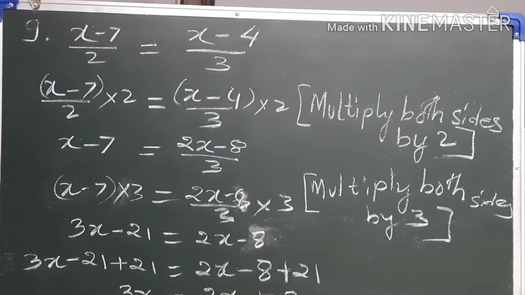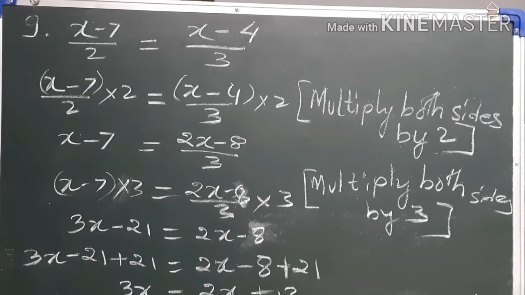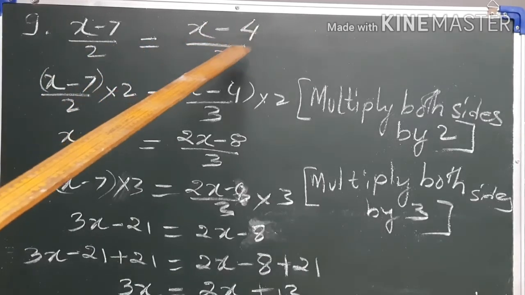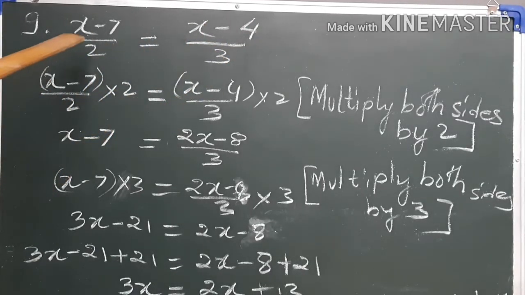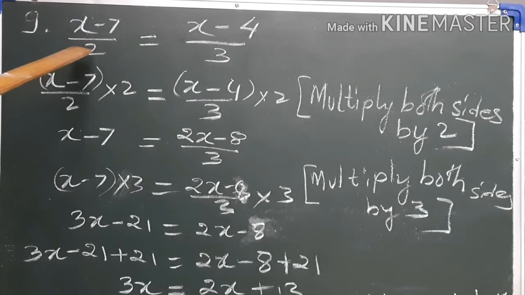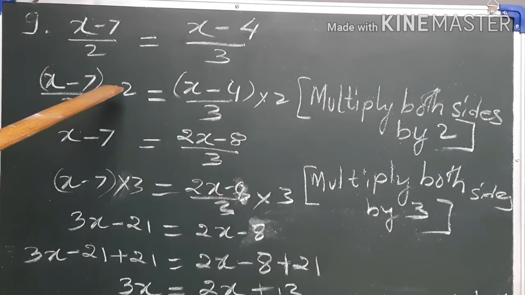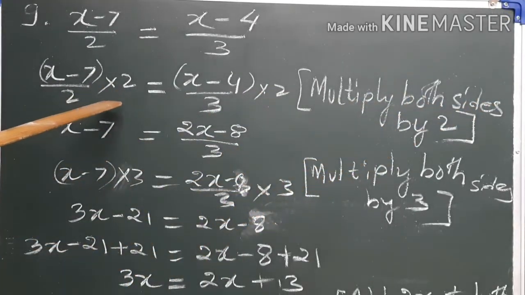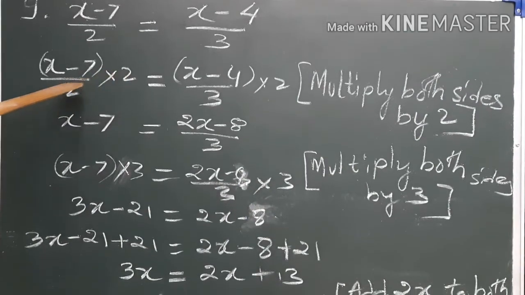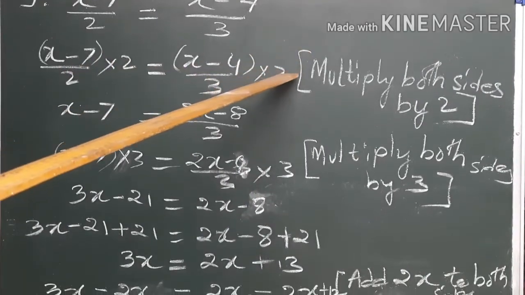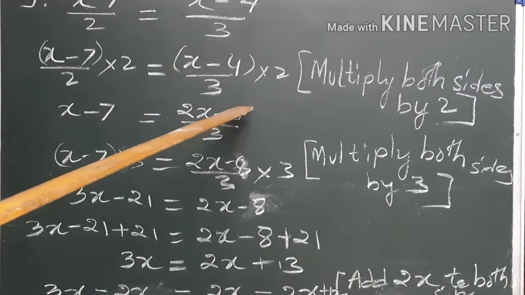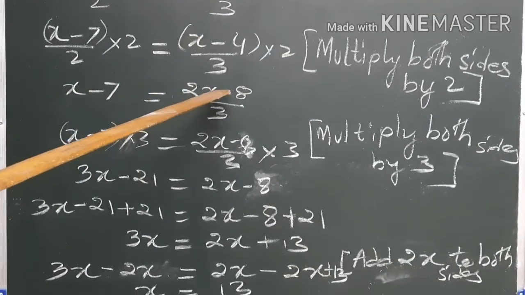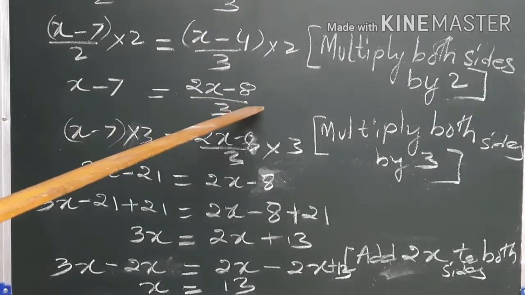Question number 9. The equation says x minus 7 upon 2 is equal to x minus 4 upon 3. Here we have to remove 2. In order to remove 2, we have to multiply 2 on both the sides. Multiply both the sides by 2. So this 2 gets removed and this gets multiplied. So we will get what? 2 4s are 8. 2x are 2x. So this is the equation we have got.